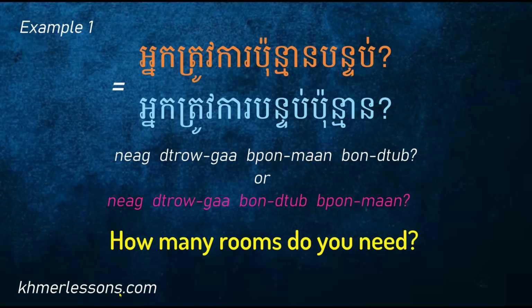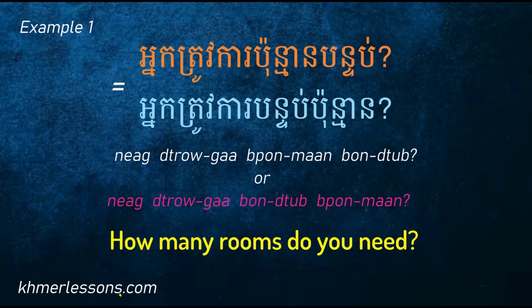For example, you say, how many rooms do you need? So you have two options. You can choose one of them. First one, you can say អ្នកត្រូវការប៉ុន្មានបន្ទប់. So you see ប៉ុន្មាន comes before បន្ទប់, and បន្ទប់ is room. So how many rooms? The same as in English.